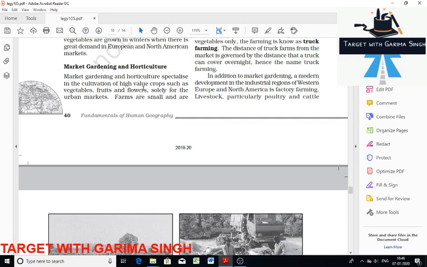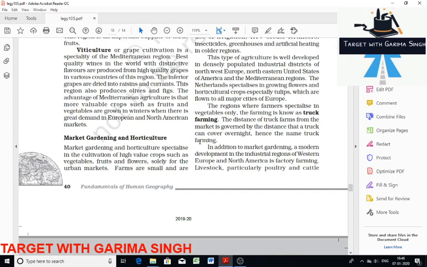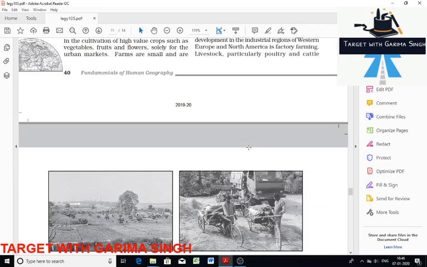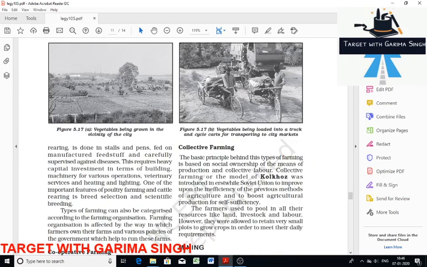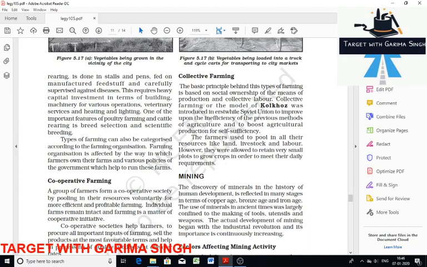The Netherlands is famous for growing tulips, flowers. The region where vegetables are grown is called truck farming. Then let's discuss vegetable with truck farming. Let's discuss factory farming.